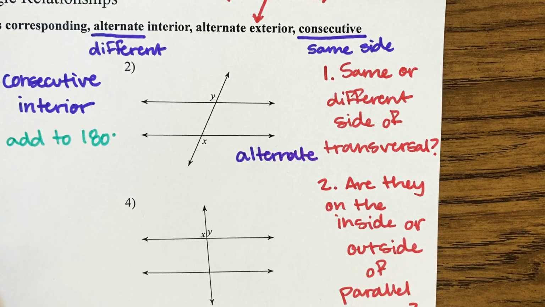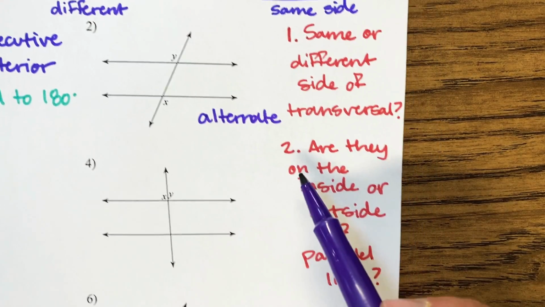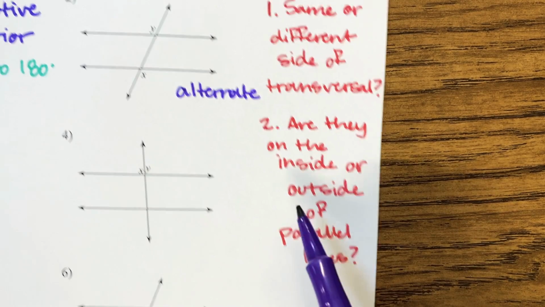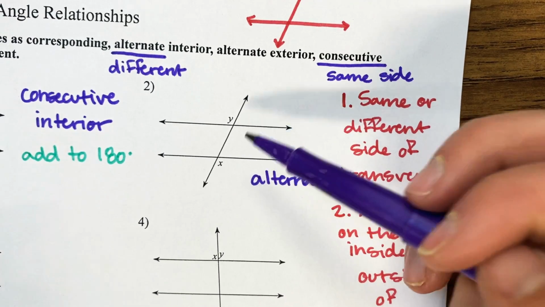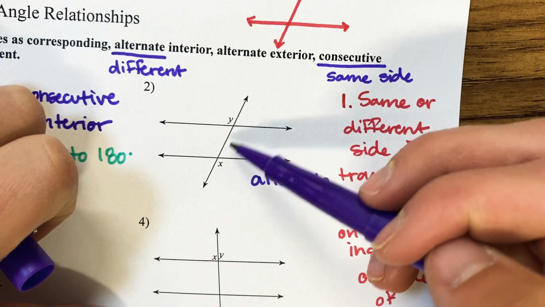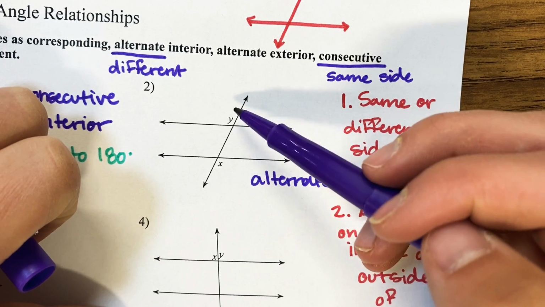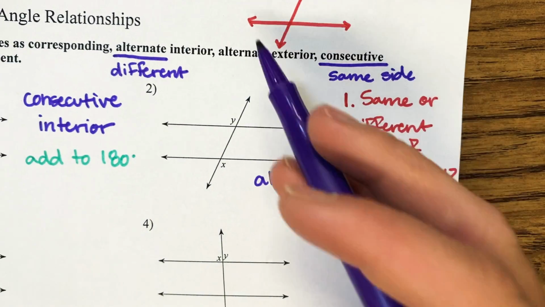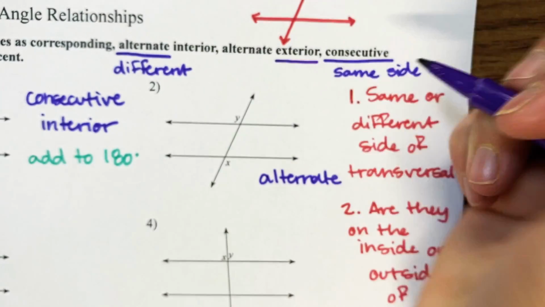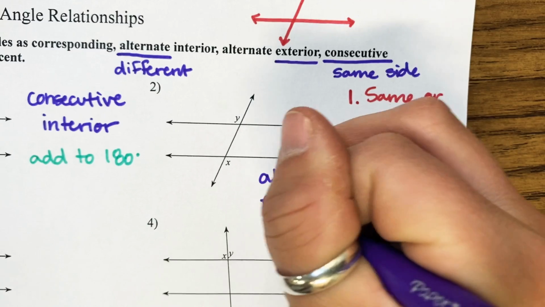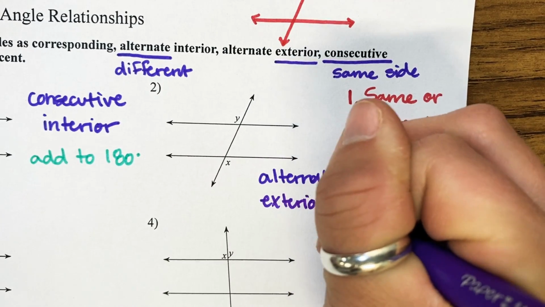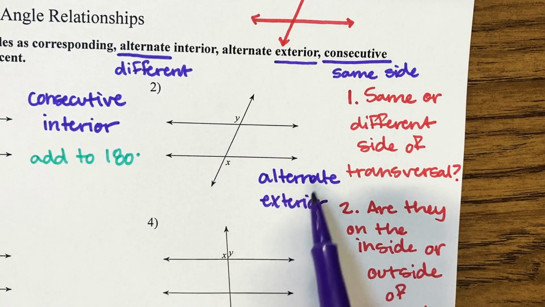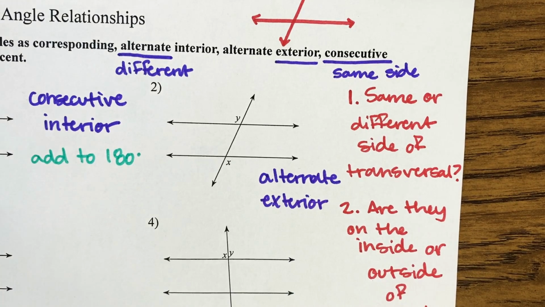Now let's ask ourselves the second question. Are they on the inside or outside of the parallel lines? Are they in between the parallel lines, or are they on the outside? They're on the outside, and that means exterior. Exterior means outside. So these two are alternate exterior angles.